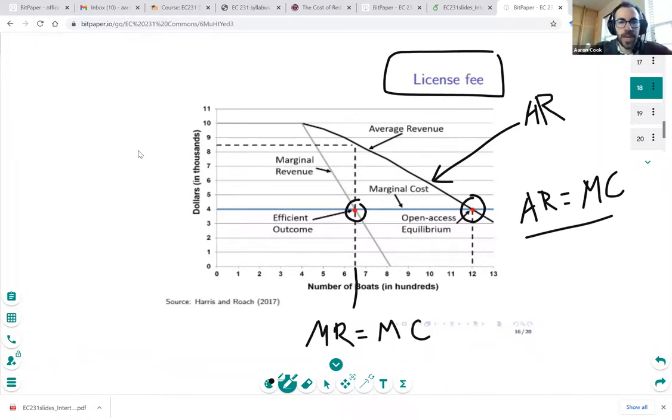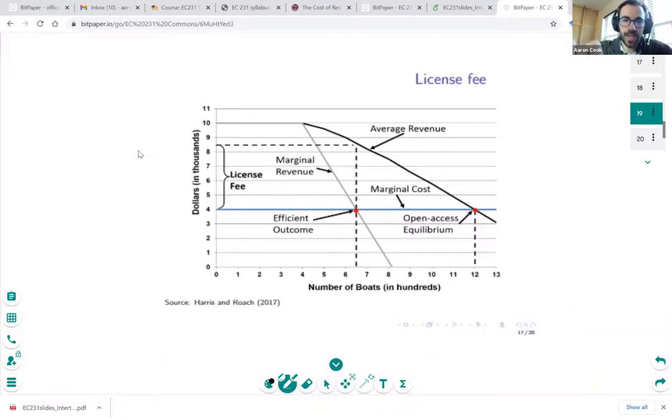Okay, so one way that we can replicate this MR equals MC condition, even if we can't restrict entry directly or directly change people's behavior, is by charging a license fee which is equal to the gap between average revenue and marginal cost at the optimal number of boats. If you think about this vertical distance, if we make that the license fee and we charge boats that extra cost if they want to enter the fishery, they have to pay that license fee. We're artificially raising their costs and therefore making it more expensive for them to fish. That will naturally restrict entry and make people not want to continue to enter the fishery beyond the point at which we have the optimal number of boats.